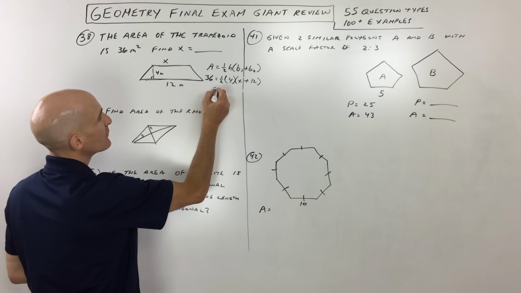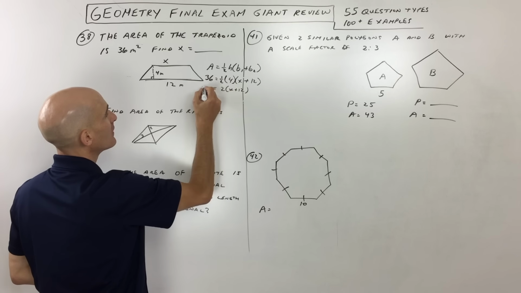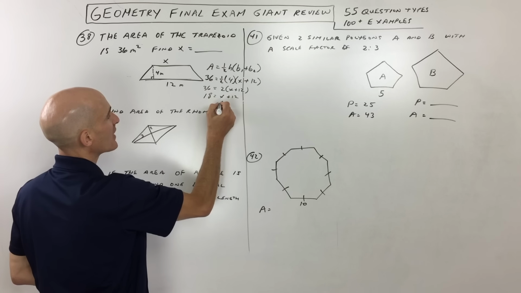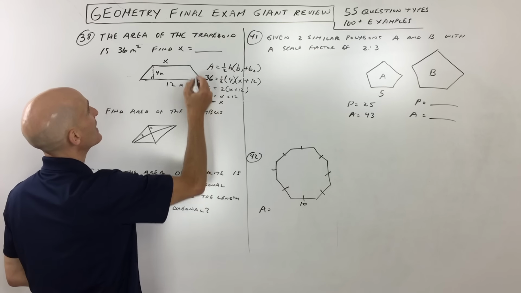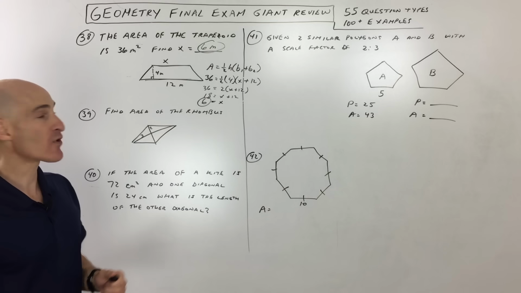So all we have to do is simplify. So we get 1/2 of 4 is 2. Divide both sides by 2, that gives you 18 equals x plus 12. Subtract 12 from both sides, and you can see that x is equal to 6 meters. And make sure you put your units if there's units in the problem, right?